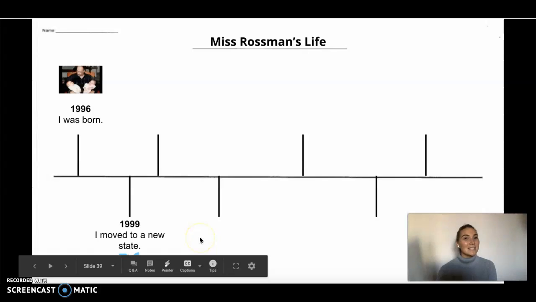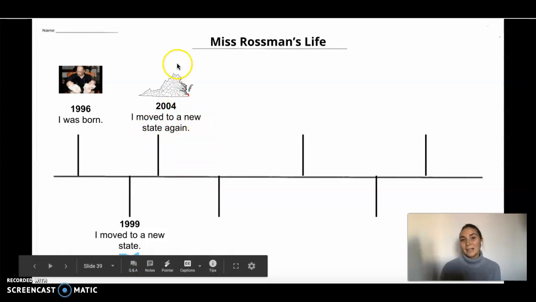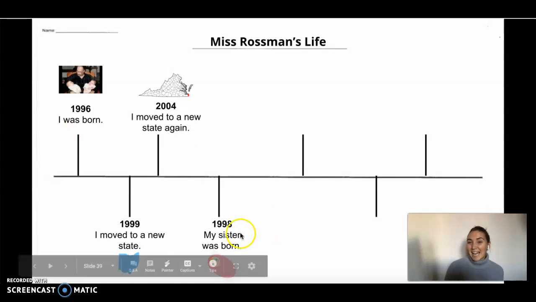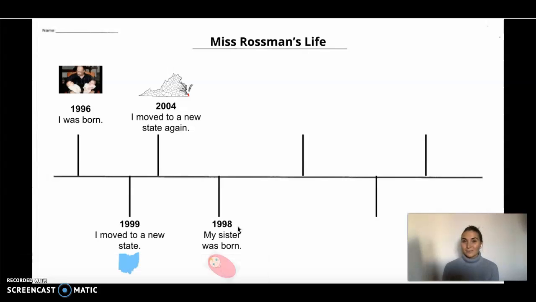The next event in my life was I moved to a new state again. Have any of you ever lived in two or more places? I have, and it's a pretty important part of my life, so I'm going to put it on my timeline with a picture. The next event on my timeline was my sister was born in 1989. That's the year that my sister was born. So I wrote a sentence and drew a picture.